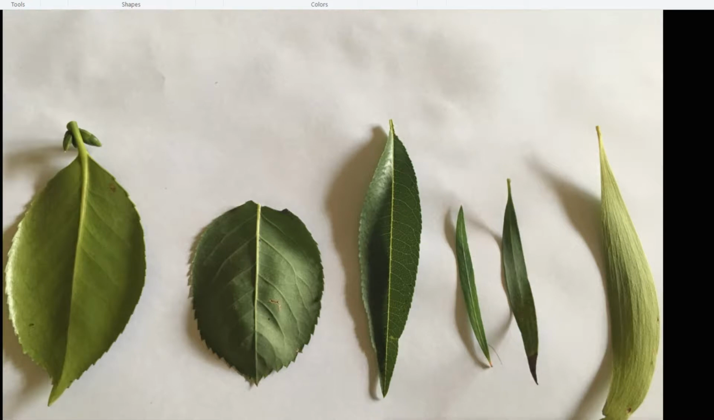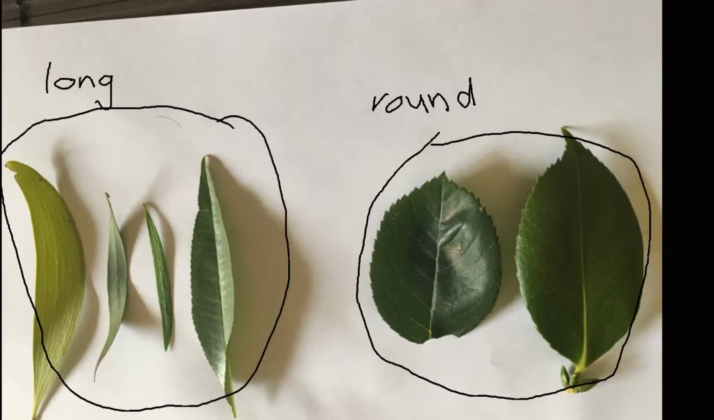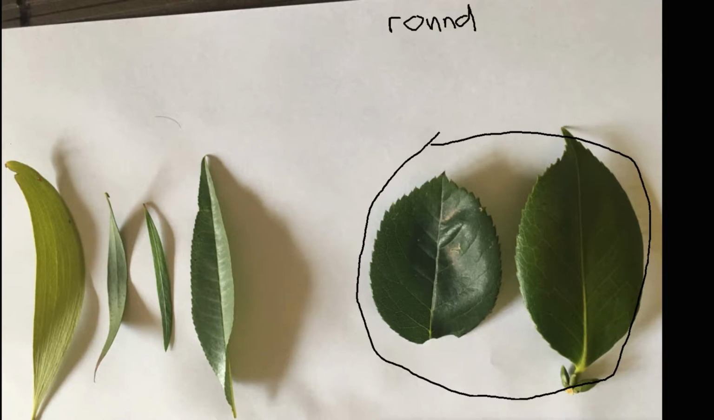You'll notice that all of the leaves collected are different. Some differ in the way they look and the way that they're shaped, while others differ with their texture or the way they feel. You'll notice that the first thing I've done is the most observable, and that's to classify them into round, as we can see on the right, or longer and skinnier, as we can see on the left. Firstly, let's concentrate on the leaves that are round.